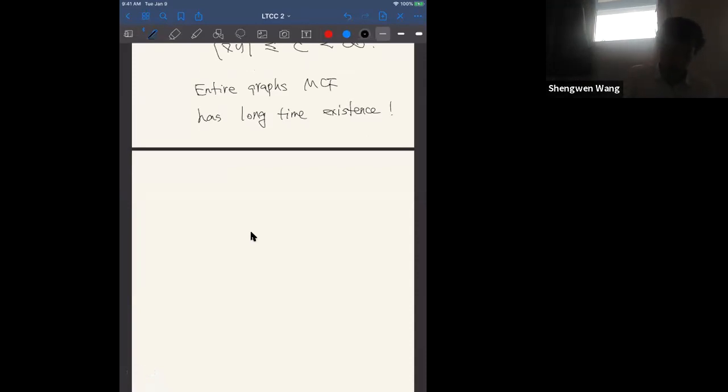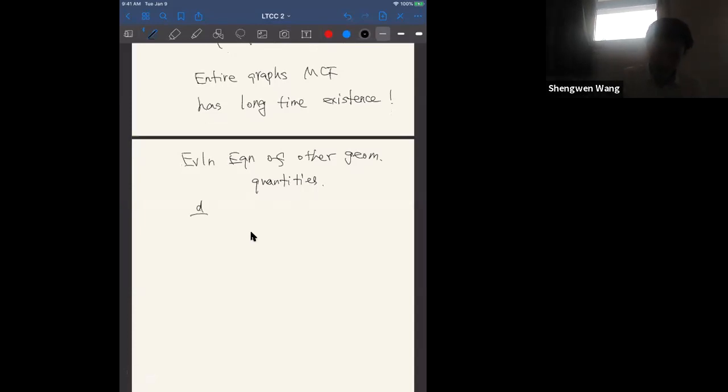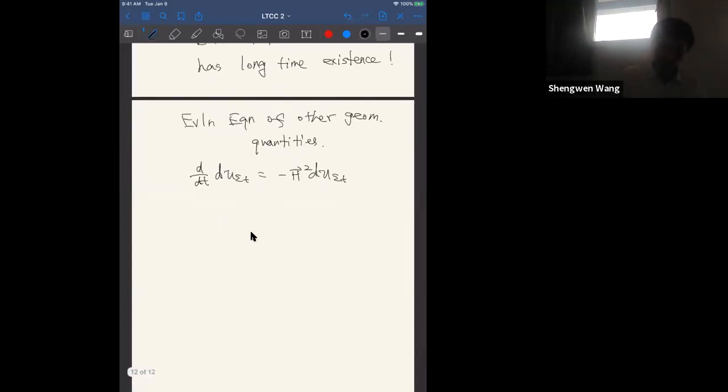Okay, so evolution equations of some other geometric quantities. By the first variation formula, you have the evolution of the area form. It is equal to negative the mean curvature vector times the test field. But the test velocity field is the mean curvature itself, which means that you have negative H squared. This is the area form.